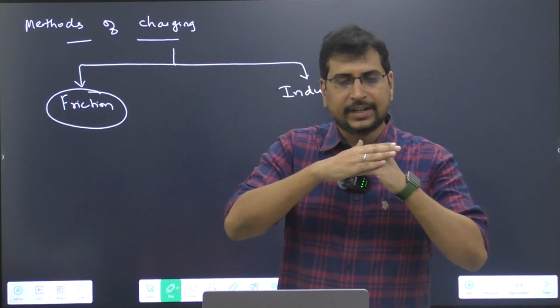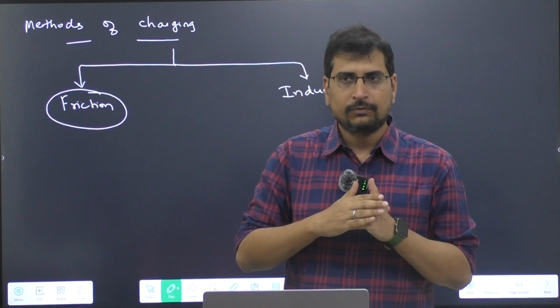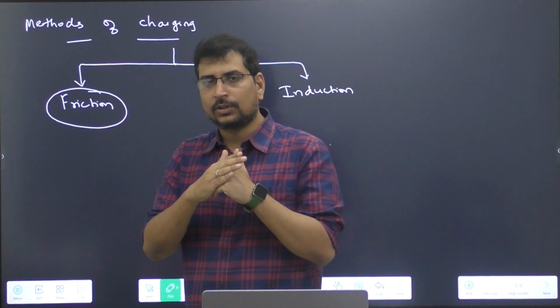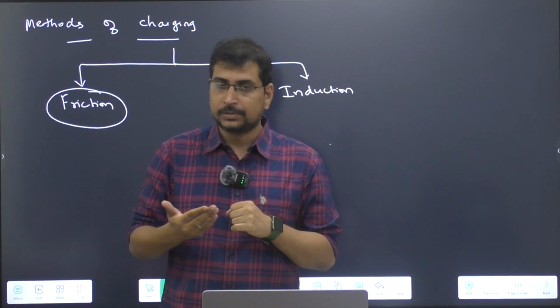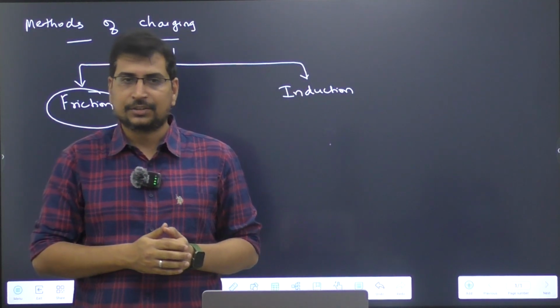So, rubbing one object against the other, you did it. When you use the word against, you use the concept of friction. Okay, friction is there. But how did friction help the charge to get generated?